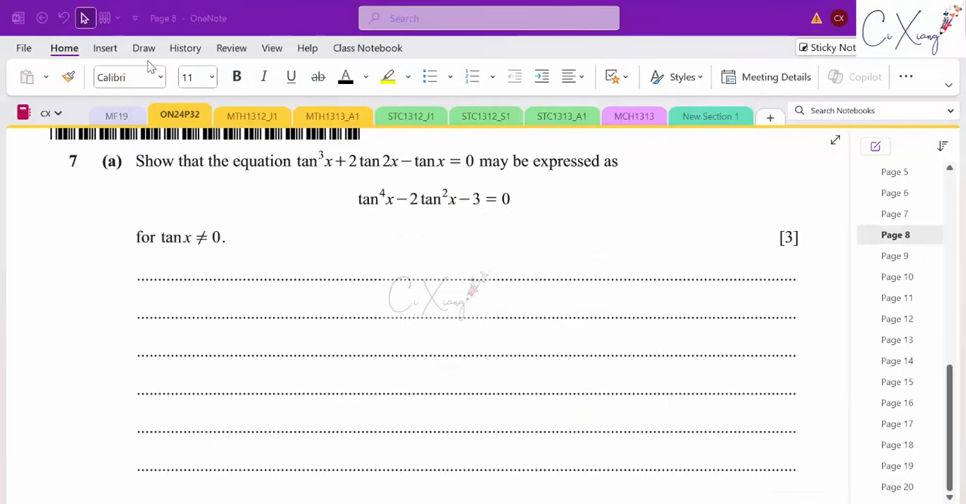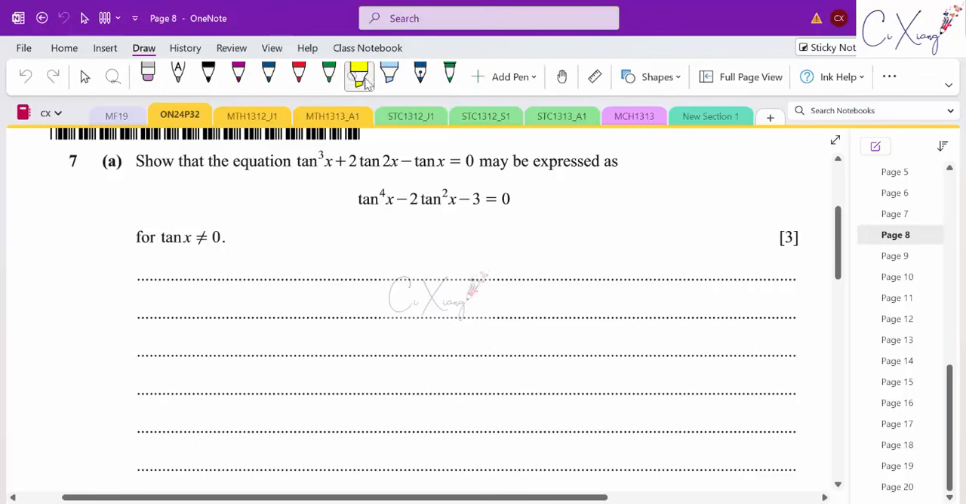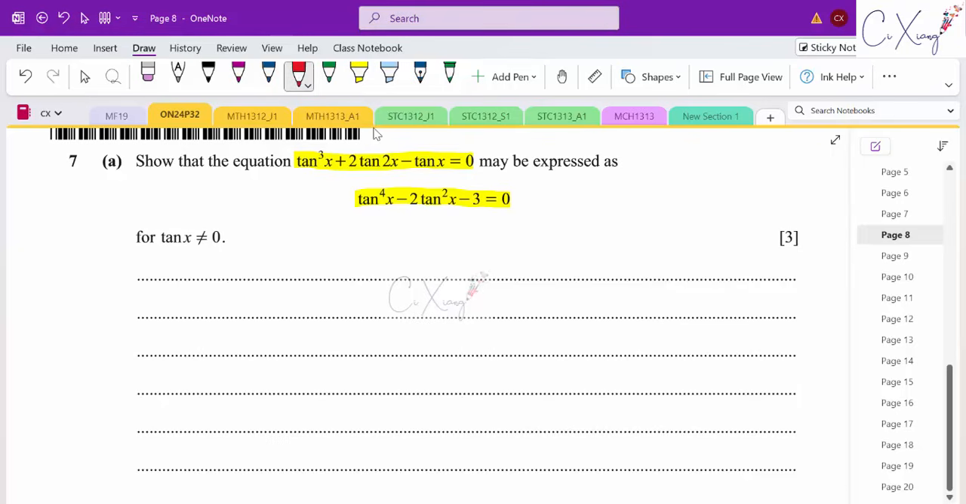Alright, so let's discuss question number 7. We are given the equation in terms of tangent x and also tangent 2x, then they want us to express it in this pattern. Right, so if we compare these two equations, the difference is that you have tangent 2x in the original equation, but there's no more tangent 2x after you rephrase everything. Okay, so very obvious, I think we have to apply a double angle formula for tangent 2x so that it becomes tangent x.